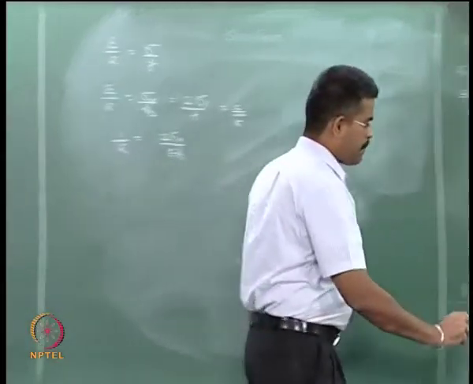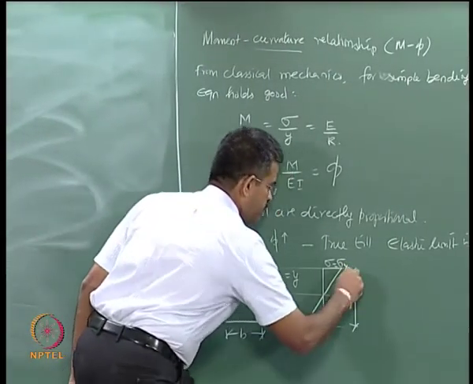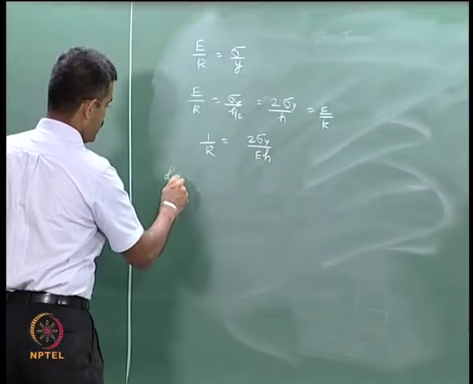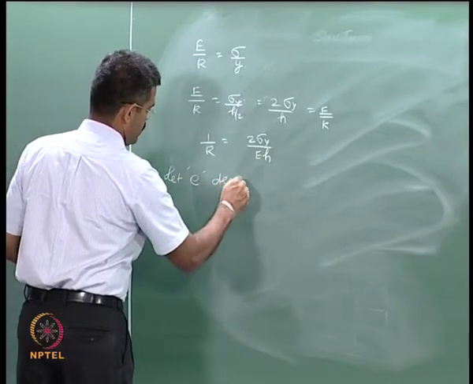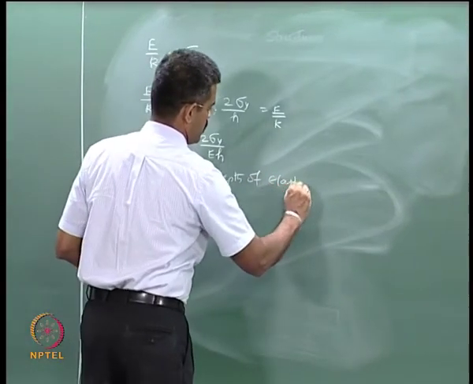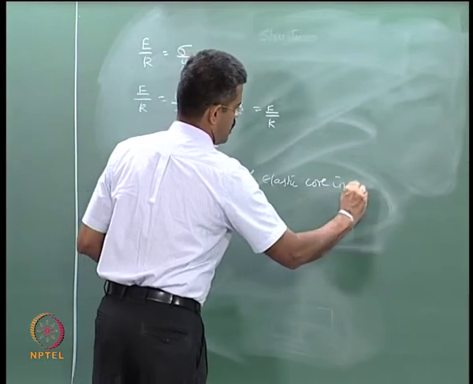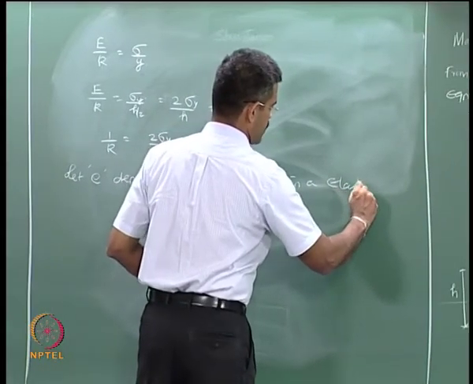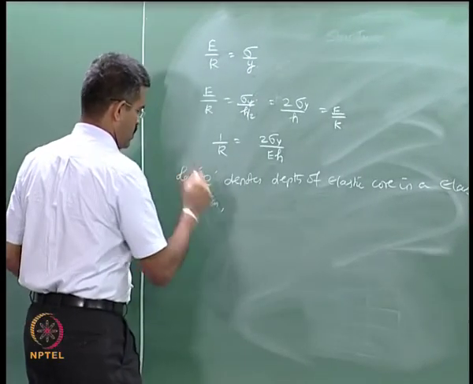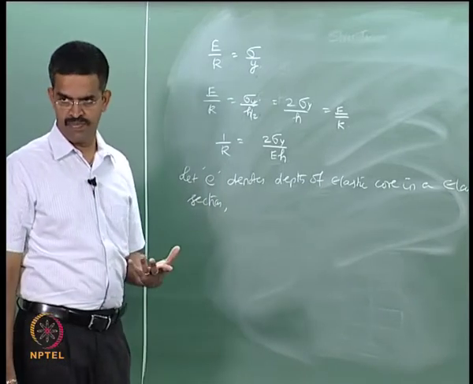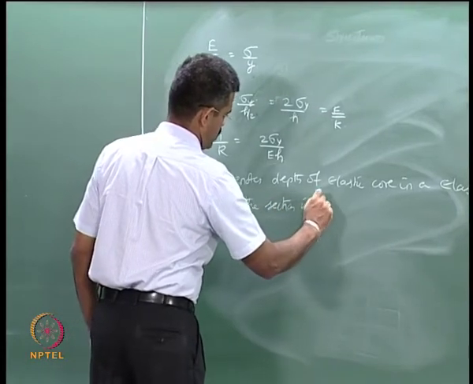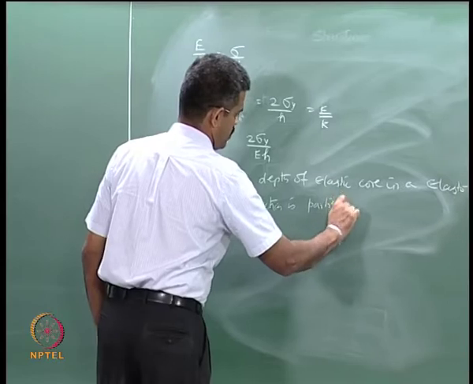We have given a special name for an elastoplastic section. We call this the depth of elastic core. Let E denote the depth of elastic core in an elastoplastic section, where I am talking about a partially plasticized section.